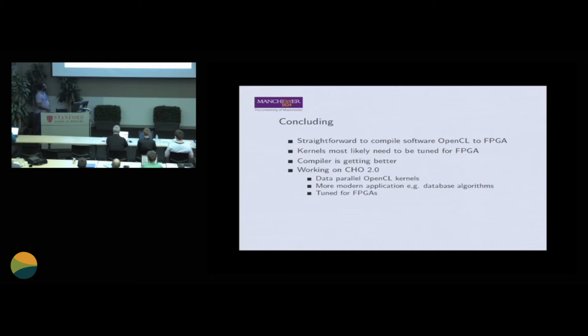So we are working on CHO 2.0. We are adding data parallel OpenCL kernels. And this time we're trying to do a proper performance comparison. We're going to tune for CPU, tune for GPUs, and tune for FPGAs and see which one is faster, and try to measure performance in terms of power and energy.